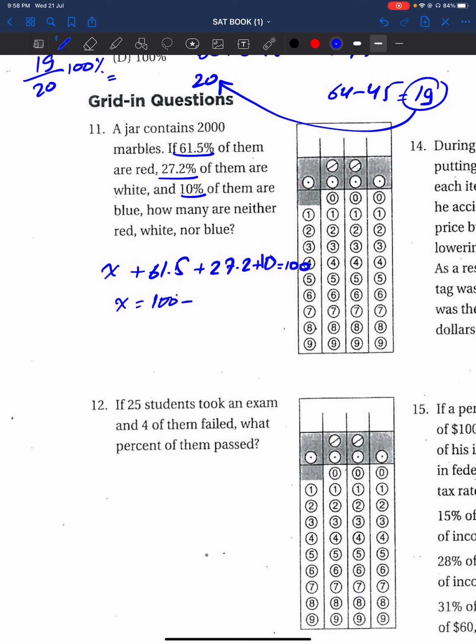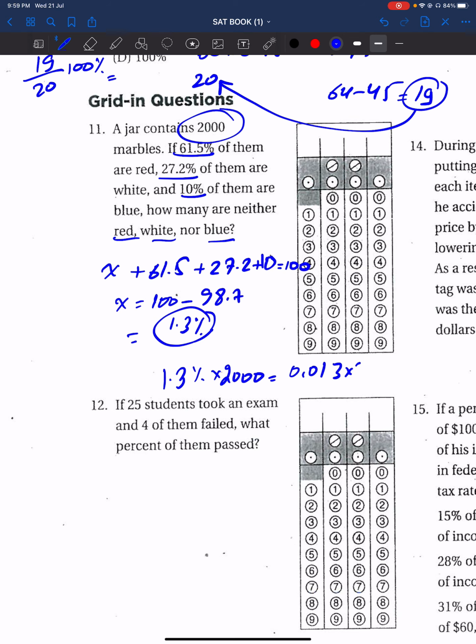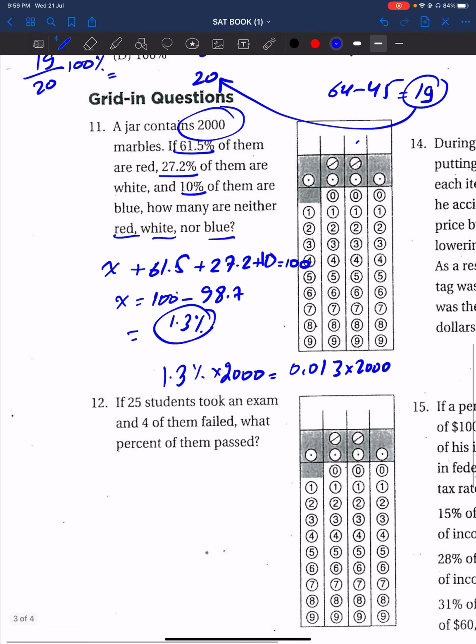100% minus 98.7%, which is equal to 1.3%. So those are the marbles that are neither red nor white nor blue. Accordingly, 1.3% of the 2000 would give me 26 marbles. So 1.3% multiplied by 2000 is equal to 0.013 times 2000, which is equal to 26 marbles. Accordingly, you shade the values.